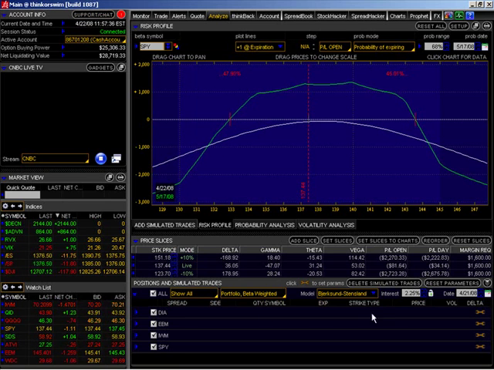Everything is exactly the same. You can enter trades, you can adjust trades, you can look at charts, you can monitor your account. You can do everything in a paper trading account with Thinkorswim that you can in this account.